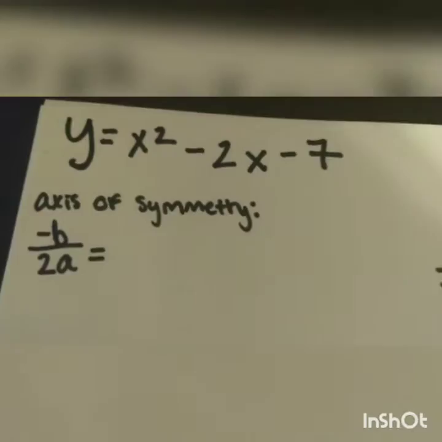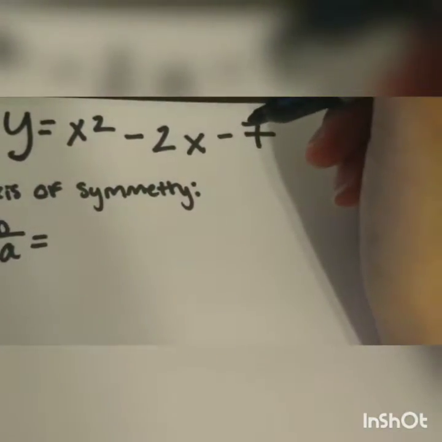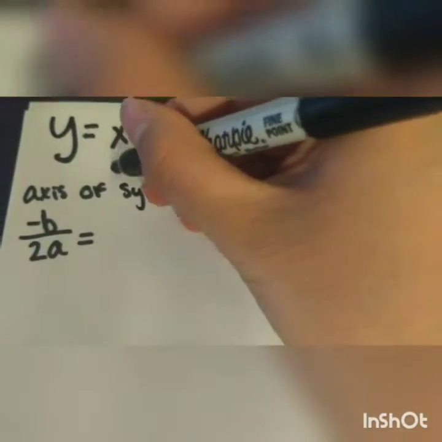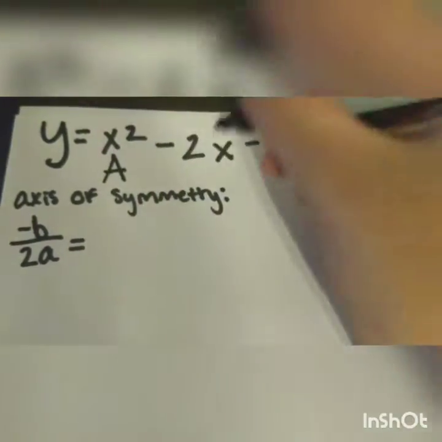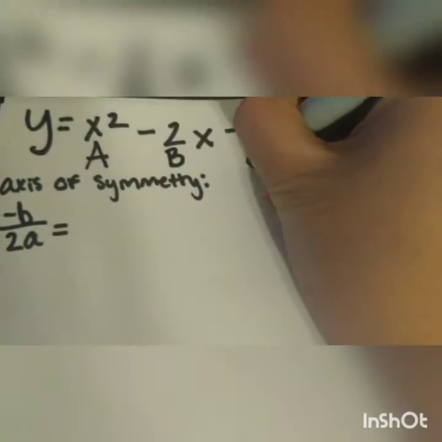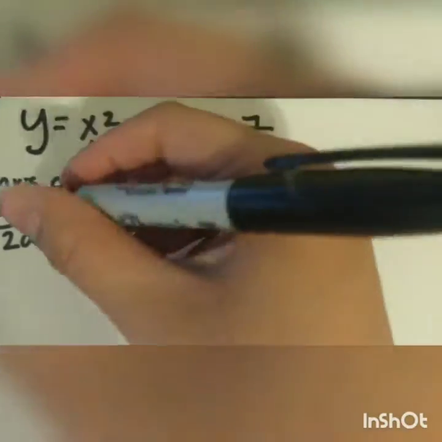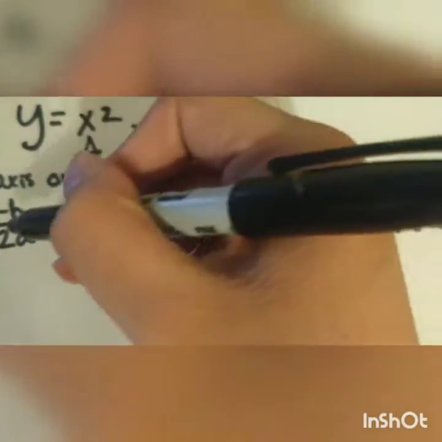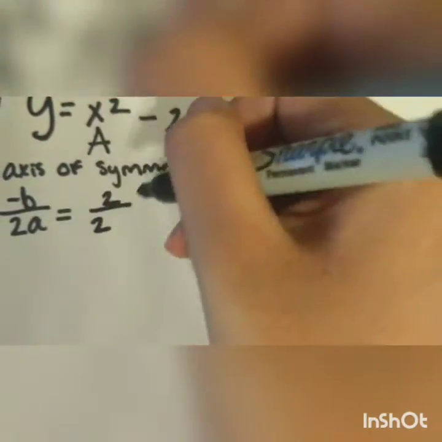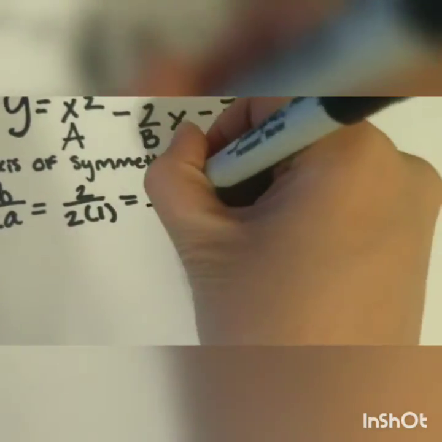I'm going to take my numbers from this equation and plug them in here. So this is my a, and this is my b, and this is c. Because the negative 2 is already a negative, it will become a positive, because two negatives cancel and make a positive. That's going to be 2 divided by 2 times 1. So 2 divided by 2 is equal to 1.